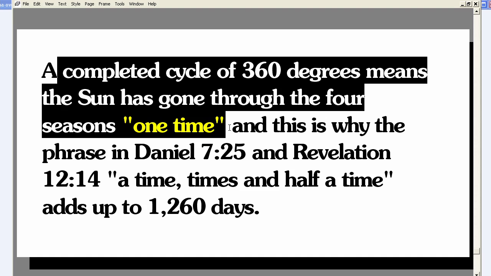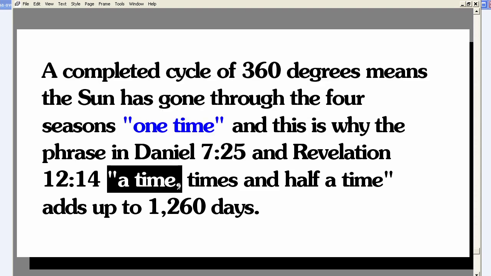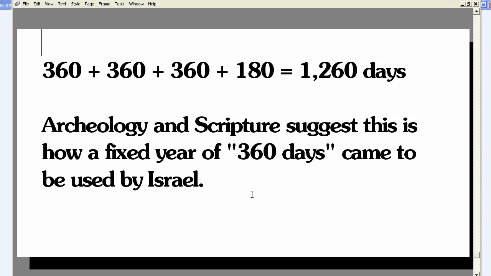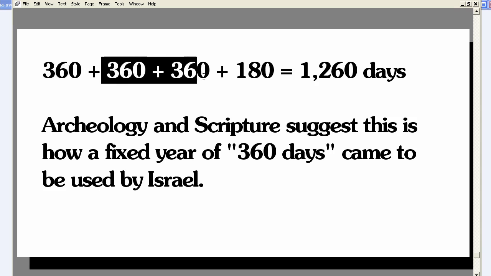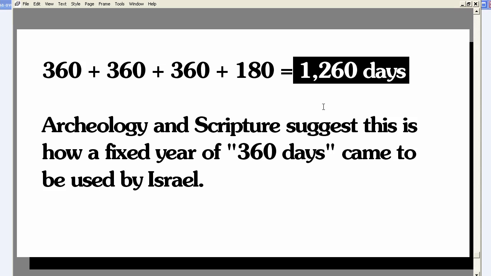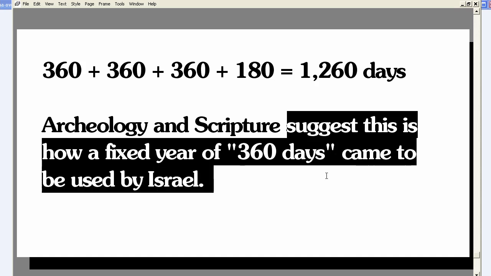And this is why, in Daniel 7:25 and Revelation 12:14, we read about a time, times, and half a time. This explains why this time period adds up to 1,260 days. 360 degrees, this is one time. A times is two times, and half a time is 180. When we add them up, we have 1,260 days. Archaeology and Scripture suggest this is how a fixed year of 360 days came to be used by Israel.